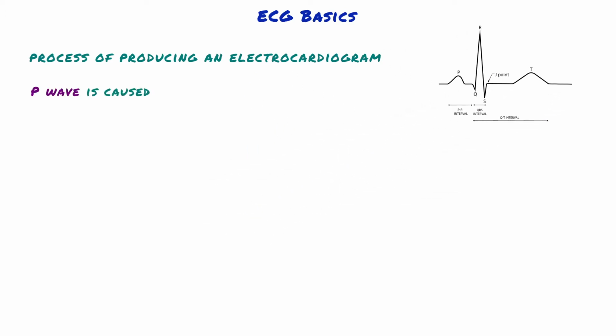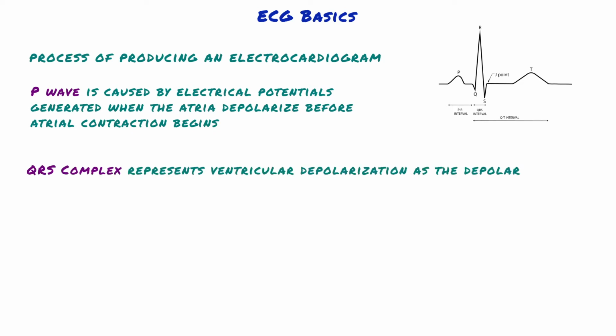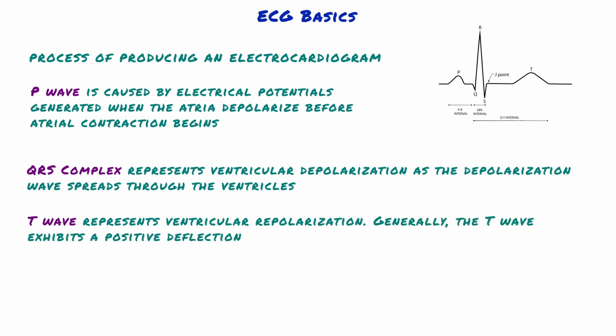The P wave is caused by electrical potentials generated when the atria depolarize before atrial contraction begins. The QRS complex represents ventricular depolarization as the depolarization wave spreads through the ventricles. The T wave represents ventricular repolarization. Generally, the T wave exhibits a positive deflection.